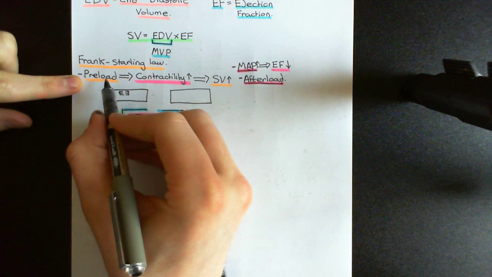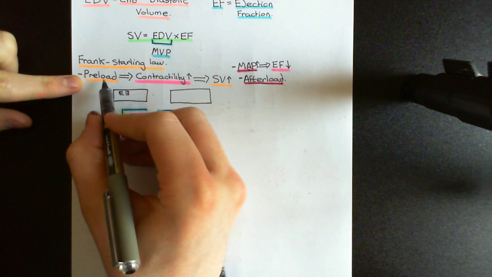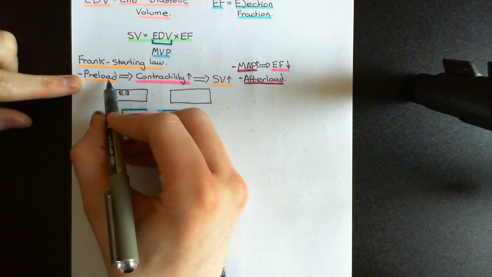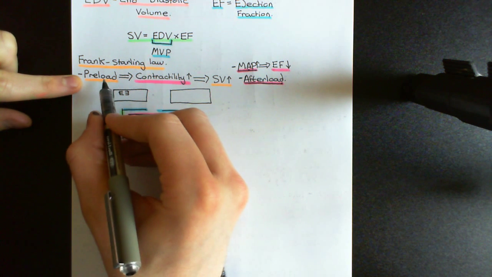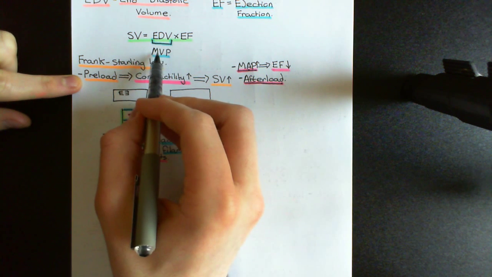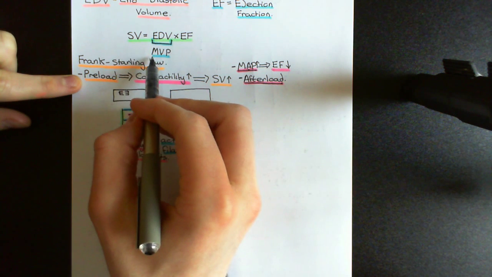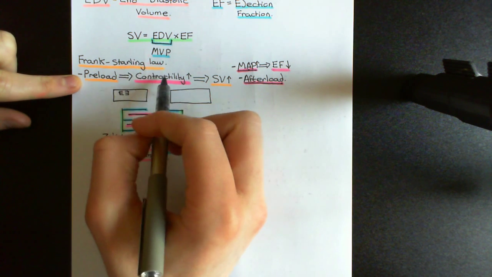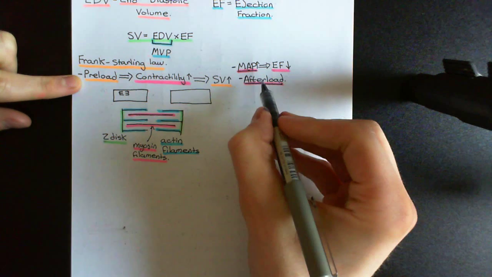Preload, remember, was the tension in the wall of our heart, and we're just modelling our heart as a single chamber. The tension in that single chamber wall due to the stretch on it, because we forced in blood and we distended it out like a balloon. And that was determined by end diastolic volume, which was determined by mean venous pressure, and it determined how hard the myocardium was going to contract.